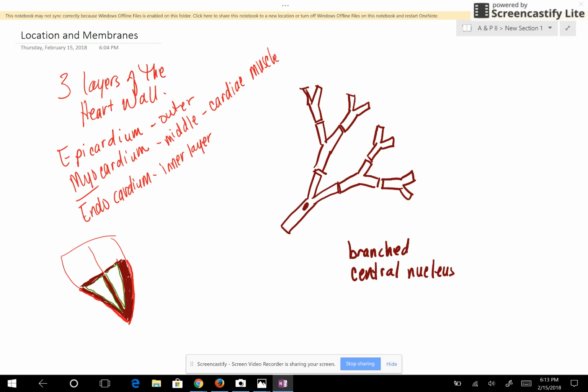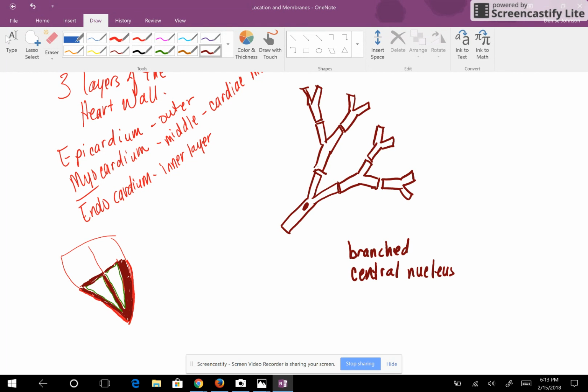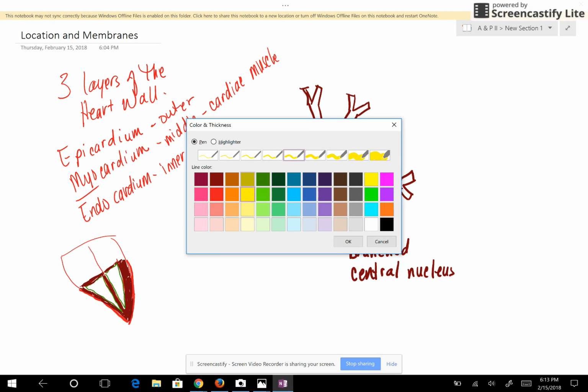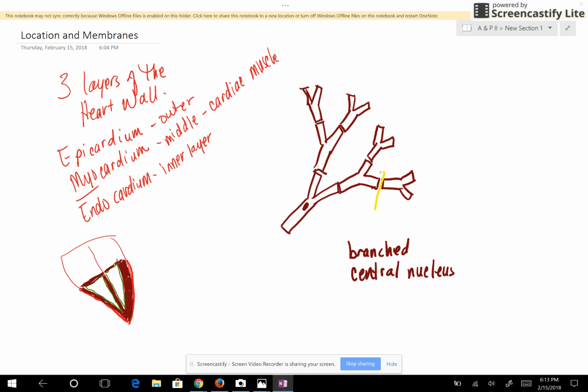Another important thing about it too, notice that I never made any of these cells touch each other. That's because you have gap junctions in between these cells, which means that any chemicals that are released into the cardiac muscle cells, those impulses are able to pass between the cells, and that's going to help with the communication also. Okay, so that's the structure of a cardiac muscle cell. That's the histology.